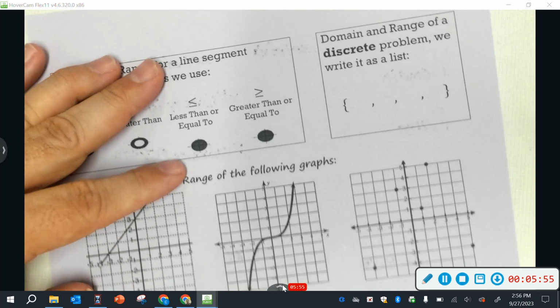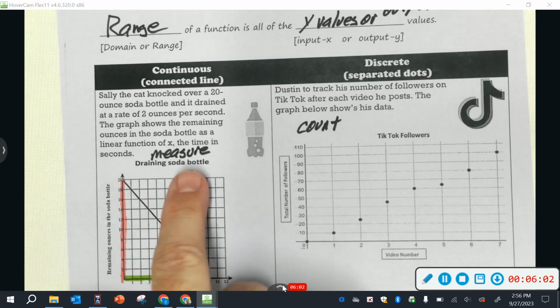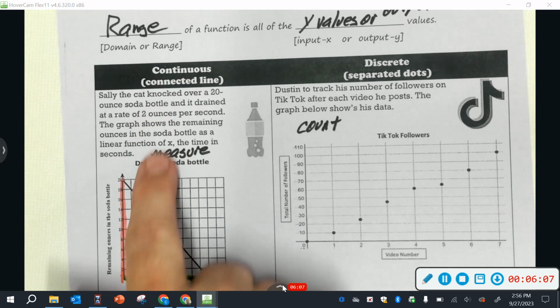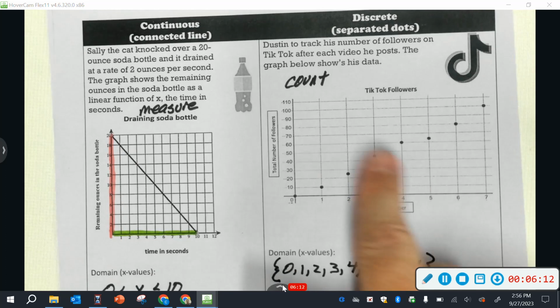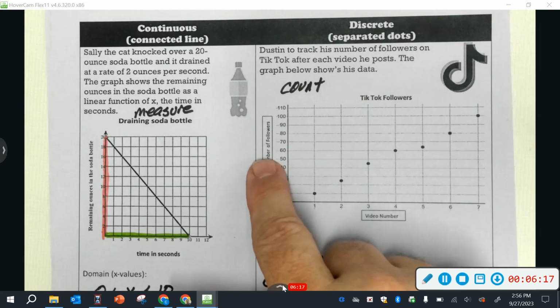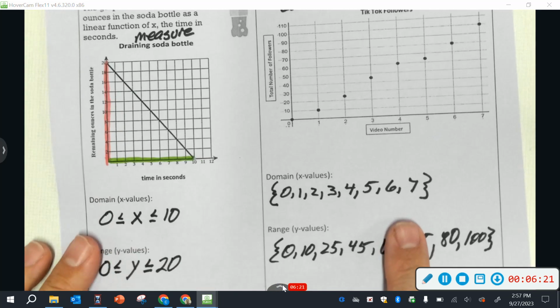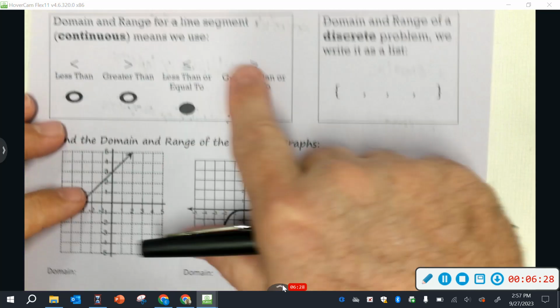Okay, so turn over. Alright, so let's review. First of all, let's review real quick. Continuous situation means when we measure, and if it's continuous, then we have a connected line like this. In a discrete situation we count, so we count the number of TikTok followers, or the number of videos. We're going to write the domain and range like this, comma separated. So that's what this pretty much covers right here.